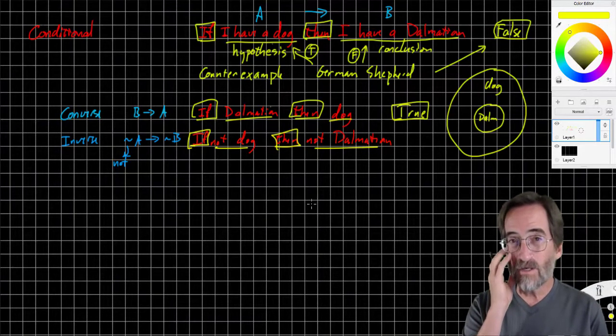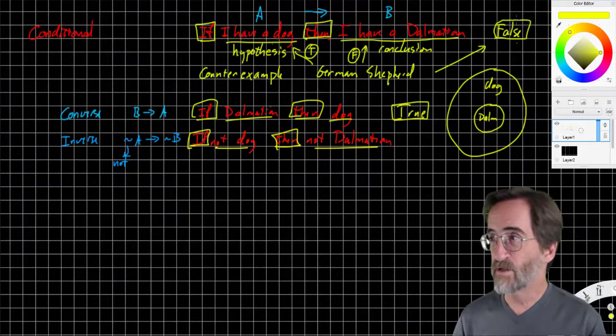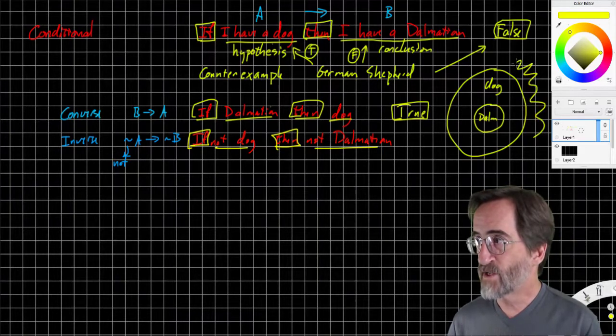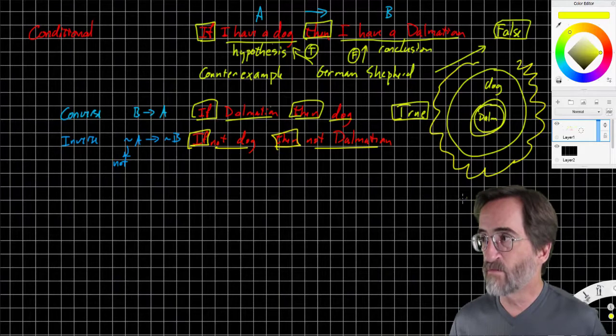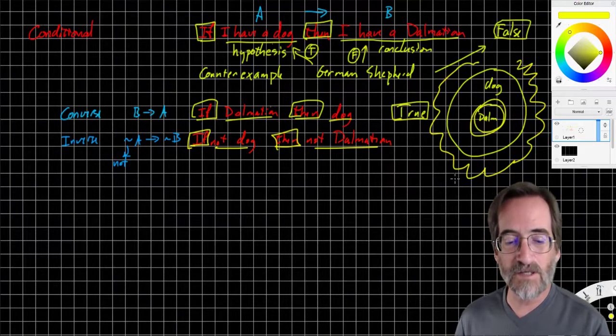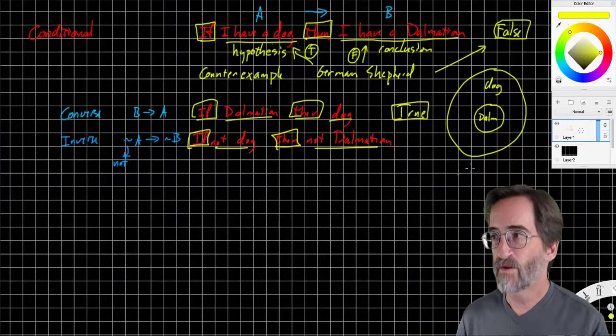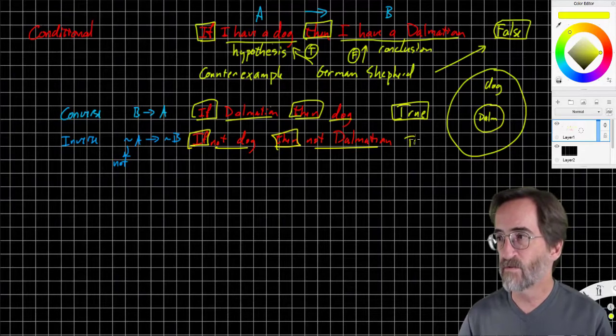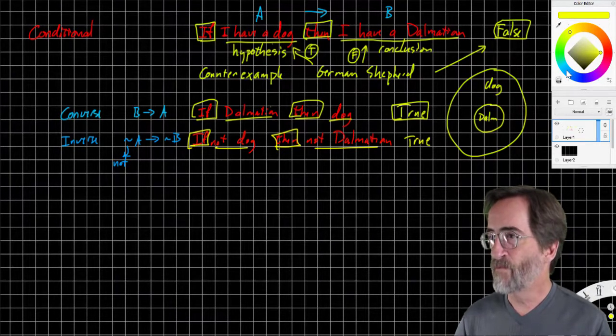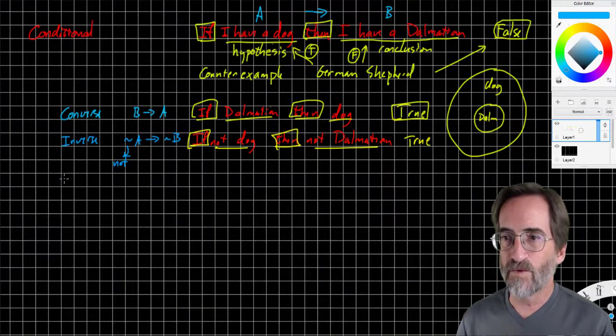If it's not a dog, it's not a Dalmatian. So if it's outside the set of all dogs, then there's no way it can be in this set of Dalmatians, because Dalmatians are dogs, right? So that's a true statement. Inverse.